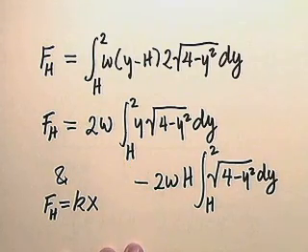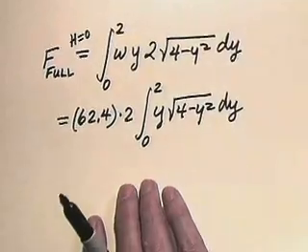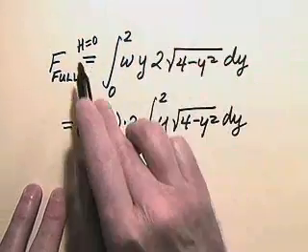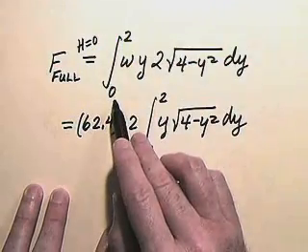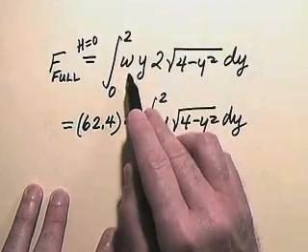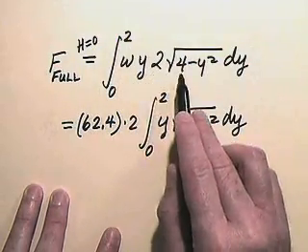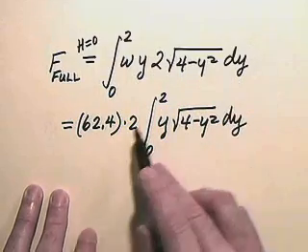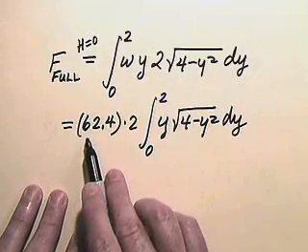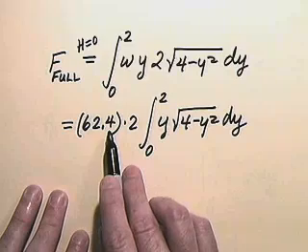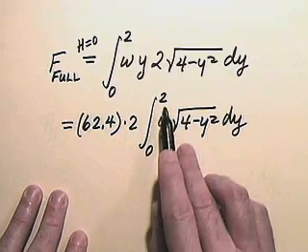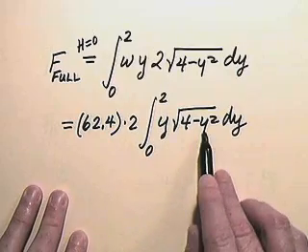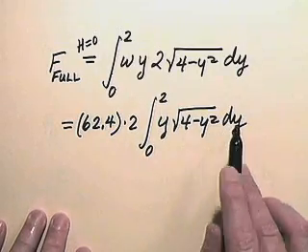So let's calculate then the force on the full tank. That's where h equals 0. The force on the full tank is the definite integral from 0 to 2 of w y 2 times the square root of 4 minus y squared dy, which is, of course, using 62.4 for the weight density of fresh water, times 2 times the definite integral from 0 to 2 of y times the square root of 4 minus y squared dy.